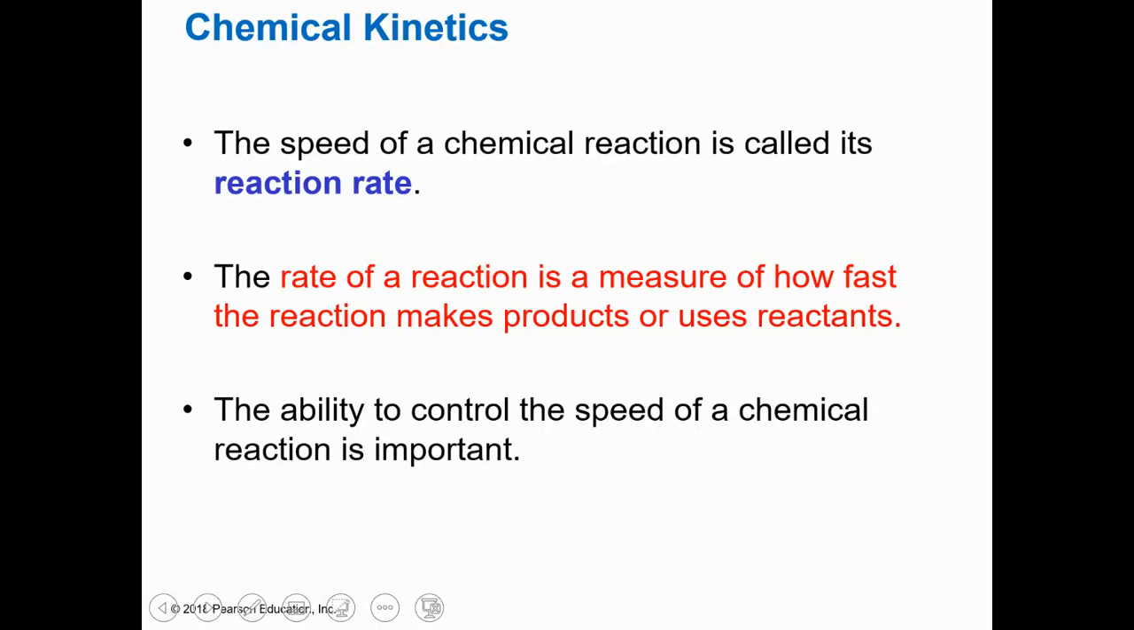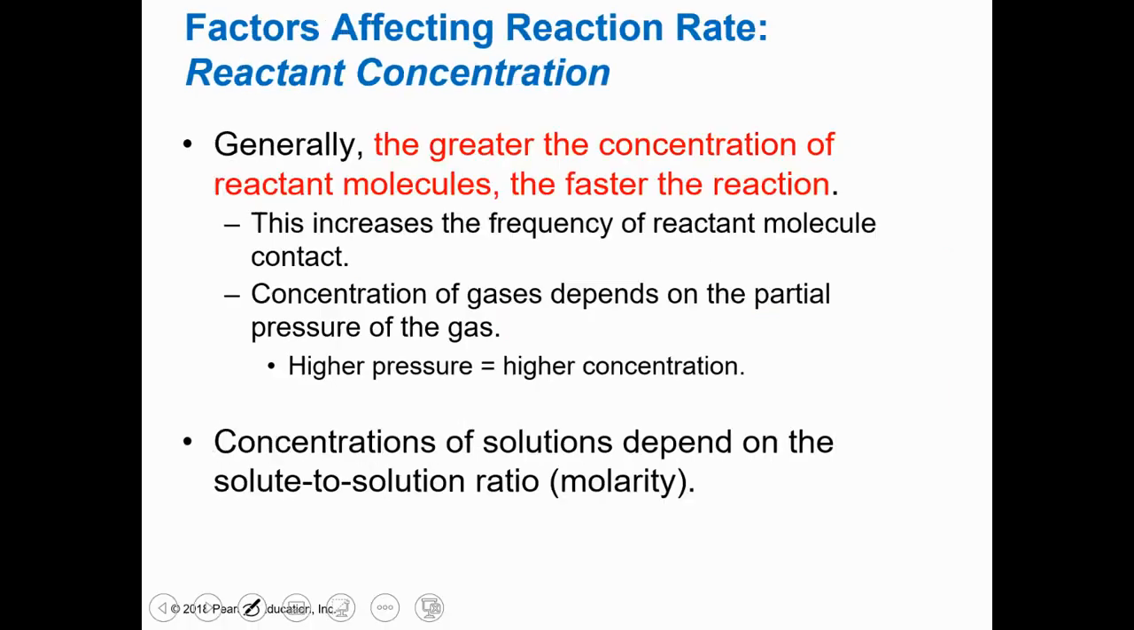And then the speed of our reaction is called the reaction rate. That rate is a measure of how fast the reaction makes products from the reactants. This chapter is going to have a lot of graphs, a lot of tables, things like that. And we want to be able to control the reaction rates.